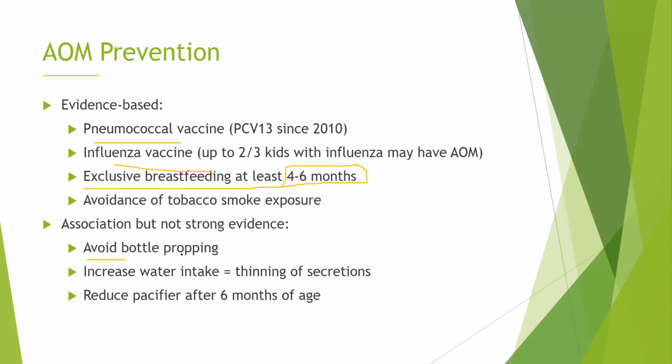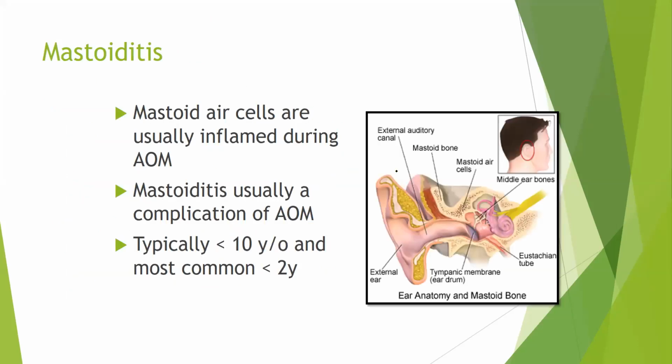Avoid bottle propping, as this can cause flow back into the ear canal or into the eustachian tube, and increase their water intake, particularly with older kids over 1 year old, or when they're already on solid foods at about 2+, to help thin the secretions and cause less backup. Reduce pacifier use after 6 months. That causes negative pressure when you're chronically sucking on it, and it can increase the risk of acute otitis media.